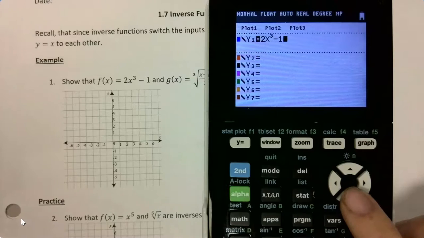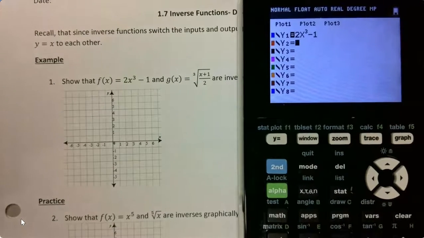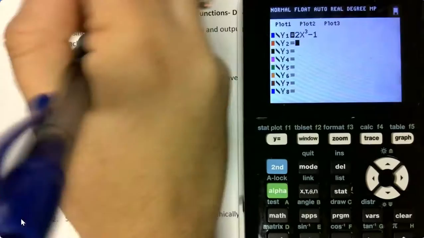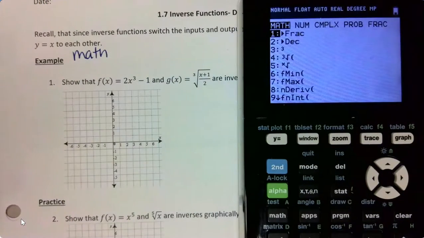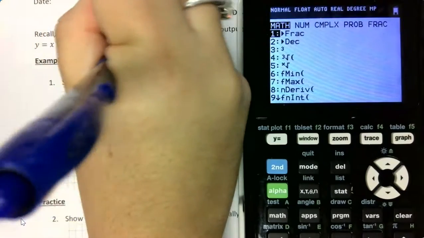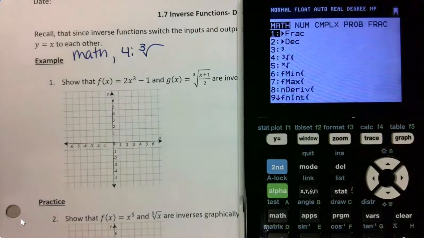And then for y2, I want to do the cube root one, which I'm really disappointed it's lagging on. To get the cube root, you want to press math. And then choice 4. No, that one's probably broken.